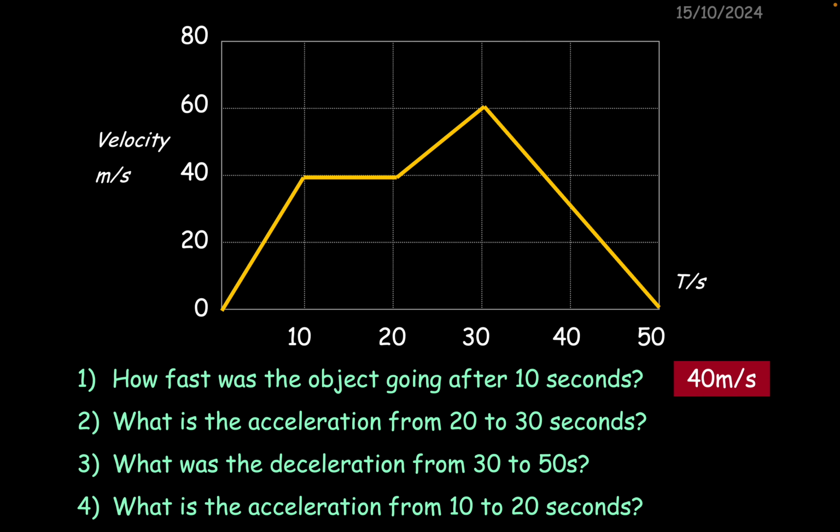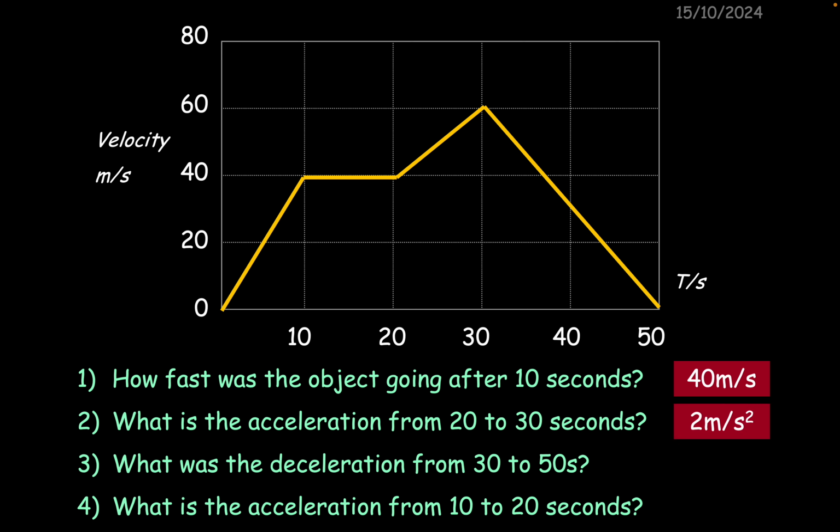Then they want you to work out the acceleration from 20 to 30. Remember, it's a change in velocity. So it's v, which is 60, minus u, which is 40. So 60 minus 40 divided by the time it took to increase velocity, which is 10 seconds. So you have to do v minus u over t, but this time you're getting the data from the graph, and the answer will be 2 meters per second squared.